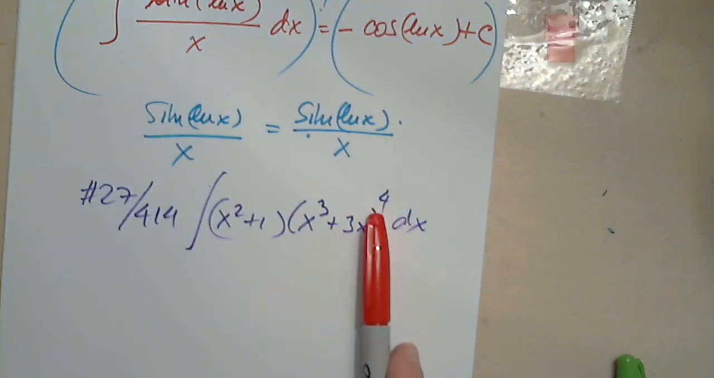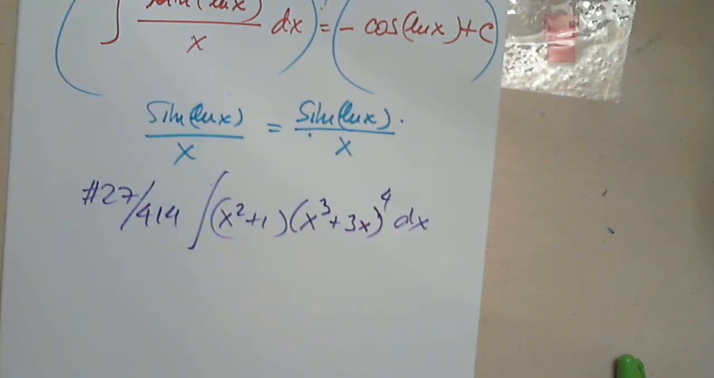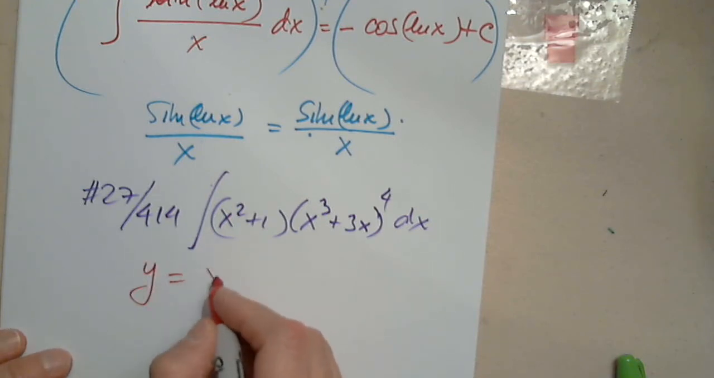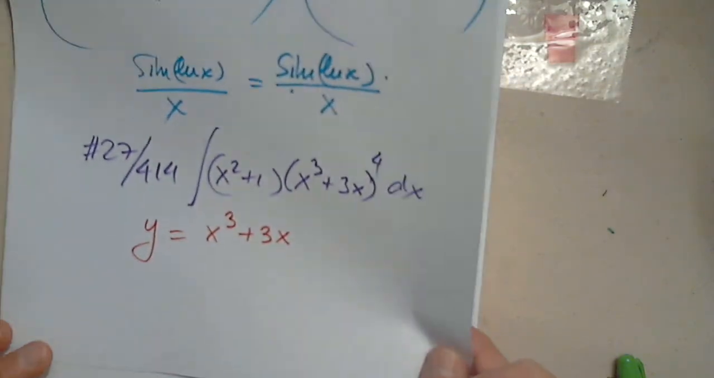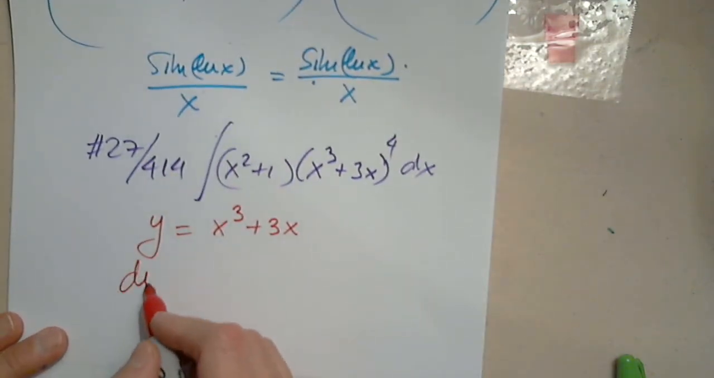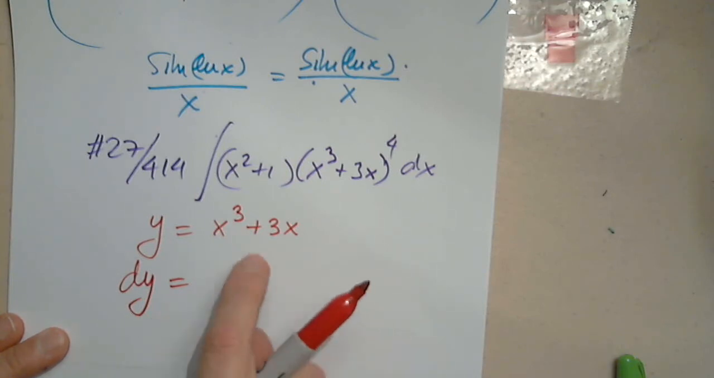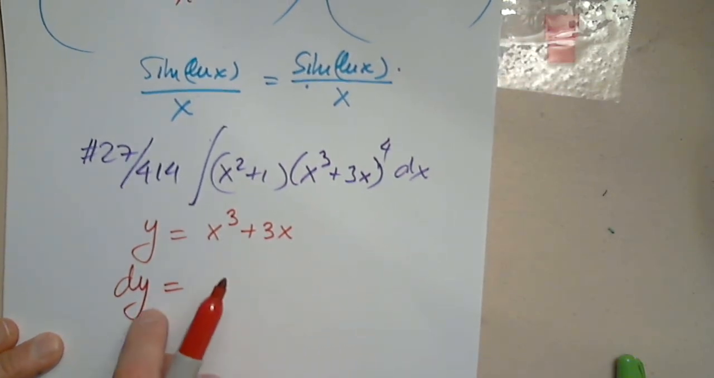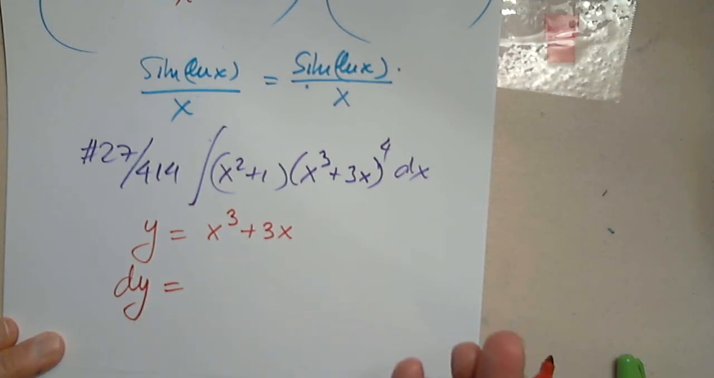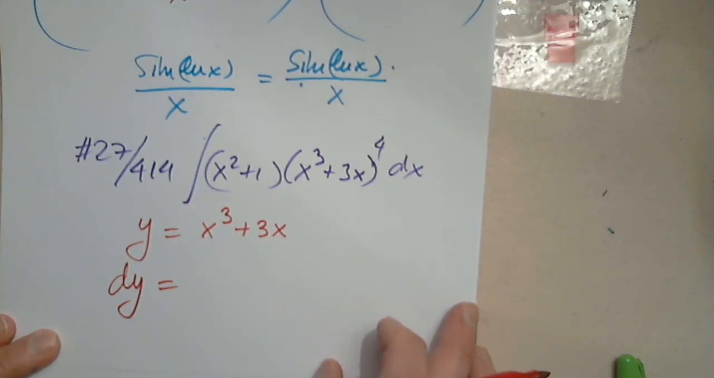It takes a while to take this to the fourth power. It's not a blink, right? So I'm going to say that y equals x to the third plus 3x. But now the problem is, do I have dy in the problem? If I have dy in the problem, I'm on the right track with this. If I don't have dy in the problem, I may have to come back and rethink the whole thing.